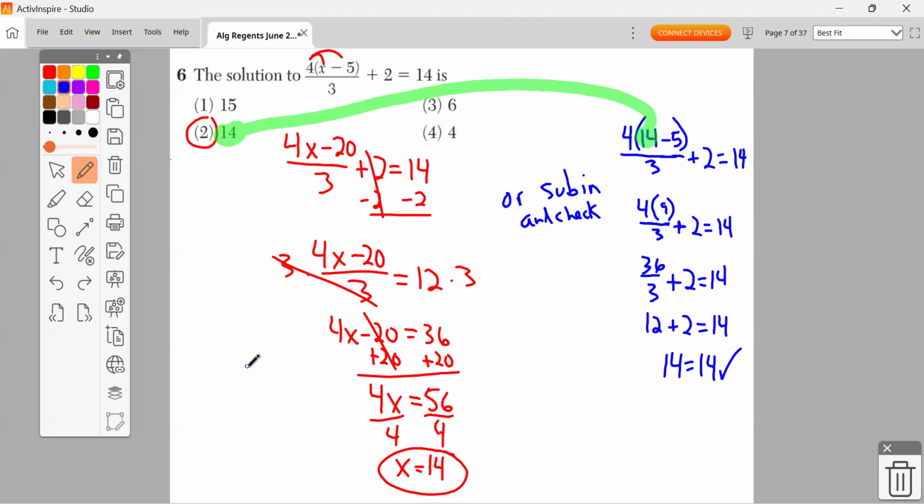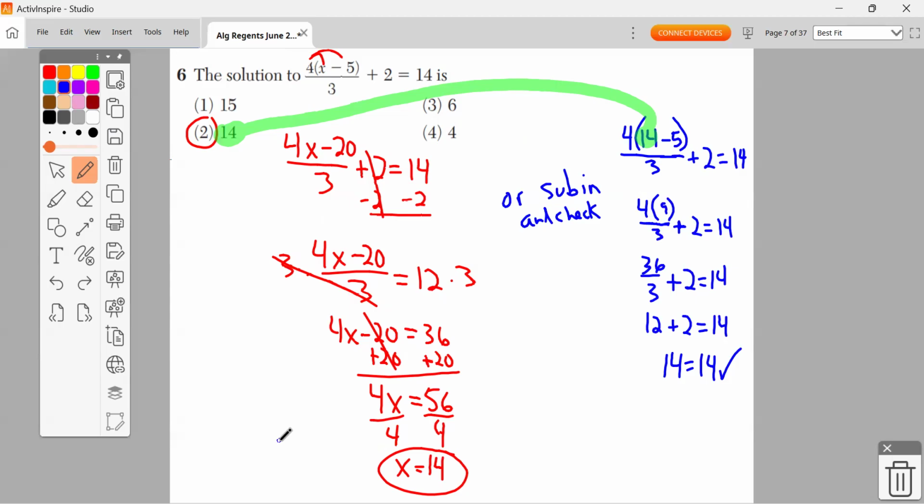In question number 6, the solution to that equation is what? Well, there's two different ways that you could do it. They really want you to solve it, all right? So they really want you to distribute to get rid of the parentheses, then get rid of the +2 by doing -2 and -2, then get rid of the divided by 3 by doing ×3 and ×3. Then it just becomes a two-step equation. Add by 20, divide by 4, and you get 14.